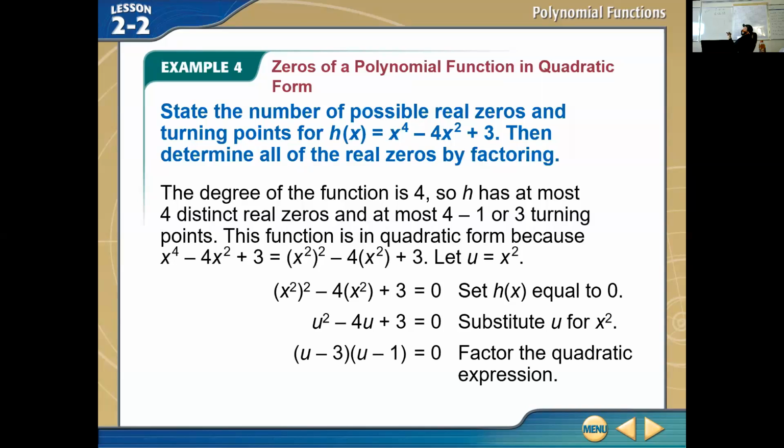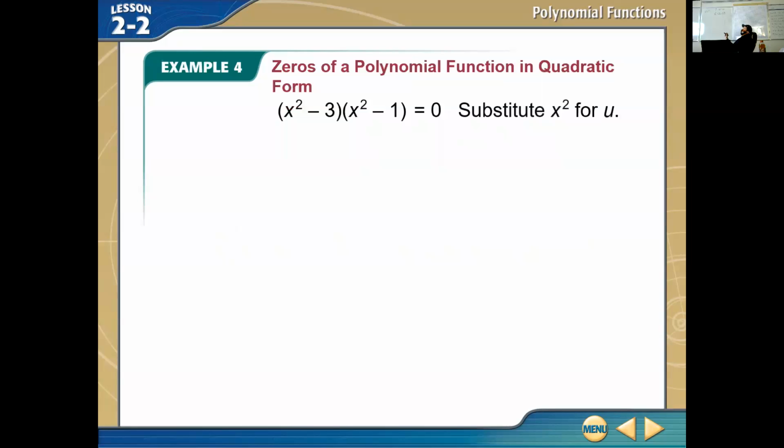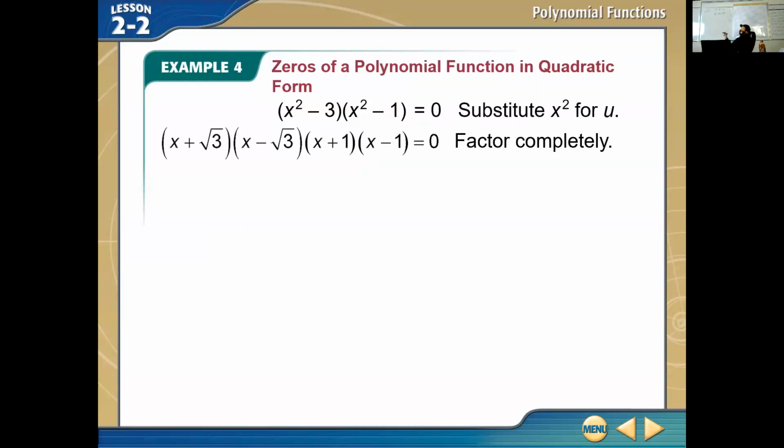Okay, now they're going to factor that. So they're looking for 2 terms that multiply to be a positive 3 and add up to be a negative 4. Okay, those are their 2 binomials that they got from factoring u squared minus 4u plus 3. So now they substitute x squared back in for u and set it equal to 0. Then they do the zero product property, or factoring it completely.